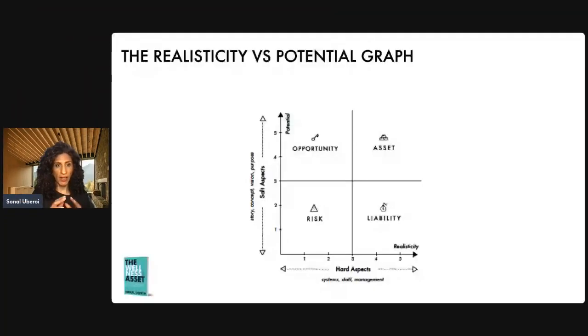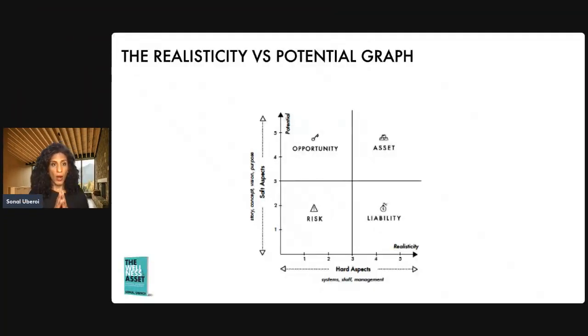Today I'd like to talk about the 4 different types of wellness offerings your hotel can have, how you can know which one your hotel is, and what you can do to move yourself along the scales. I'd also like to introduce a concept, the realisticity versus potential graph, that I talk about in my book, The Wellness Asset. I will be putting it up on screen right now to go into more detail, as it helps to bring the 4 different types of wellness offerings into perspective.